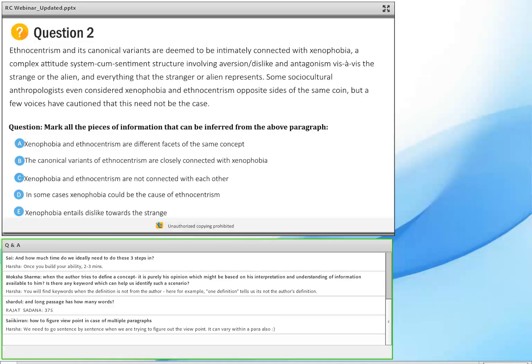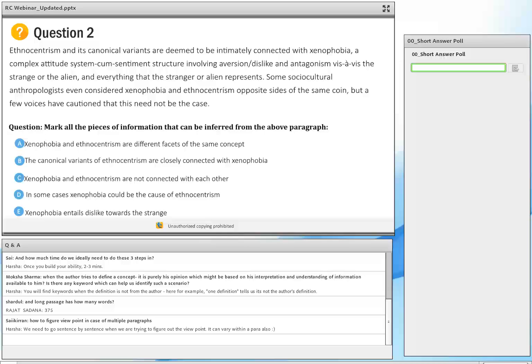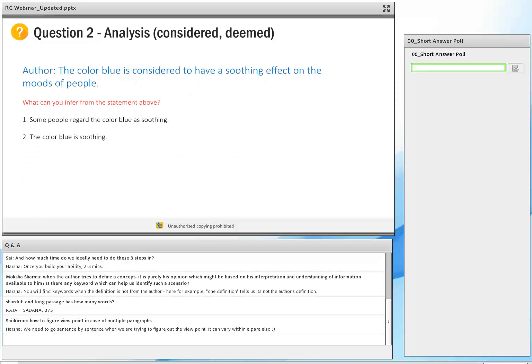Where is my short answer poll? I want you to tell me which one you can infer. When you say the color blue is considered to have a soothing effect on moods of people, what can you infer from this? Is it 1, some people regard the color blue as soothing, or 2, the color blue is soothing? So which one can you infer, 1 or 2?